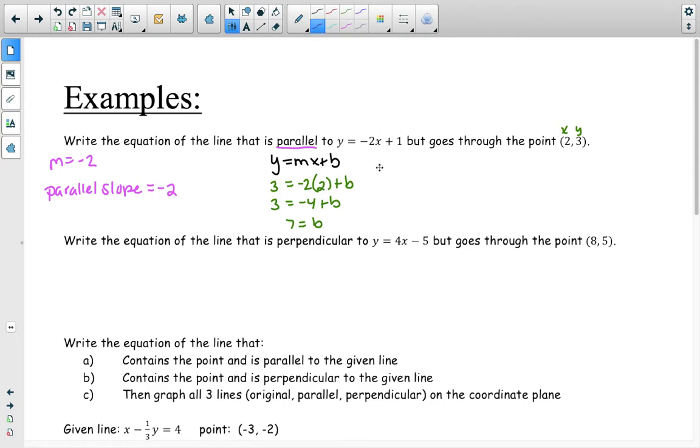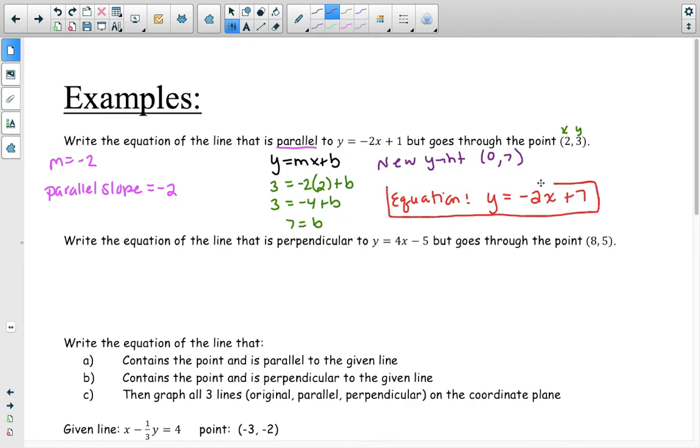So our new y-intercept is (0, 7). Now that we have the parallel slope and our new y-intercept, we can write our equation. The equation that is parallel to the original, going through the coordinate (2, 3), is y equals negative 2x plus 7. So our parallel slope and our new y-intercept. This is the equation that is parallel to y equals negative 2x plus 1, but it goes through the coordinate (2, 3).